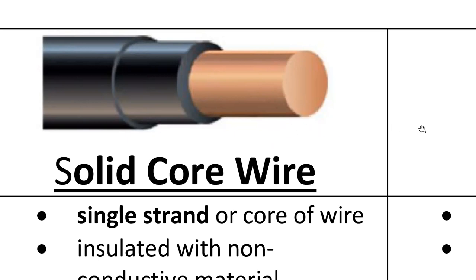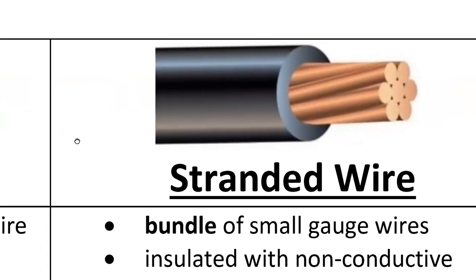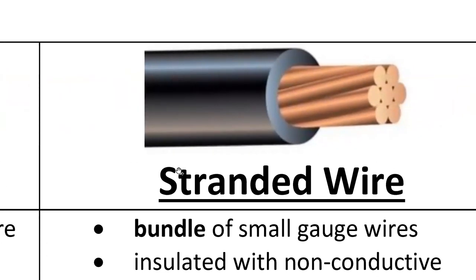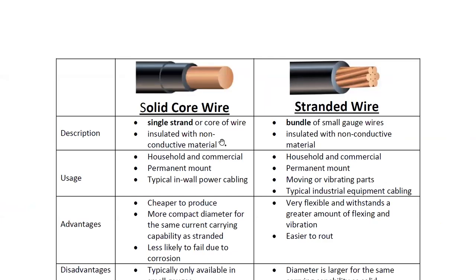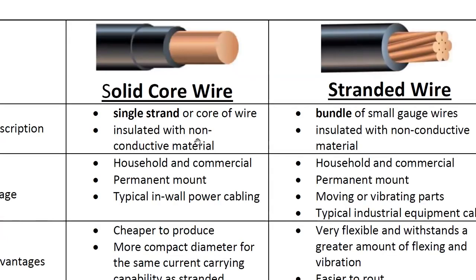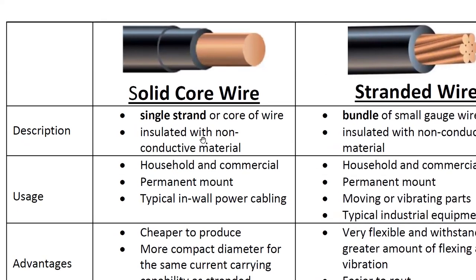Now over here, we have something that's called a stranded wire, which is also a chunk of copper, but it's broken into many strands that are combined together. And based on the type of use and purpose, one is better than the other, depending on the situation, right? So let's just compare these two.